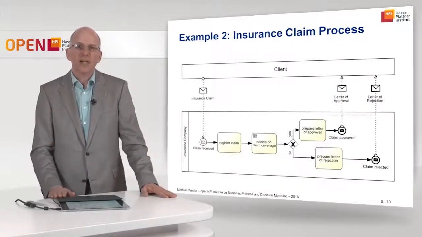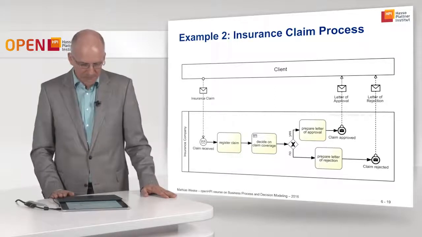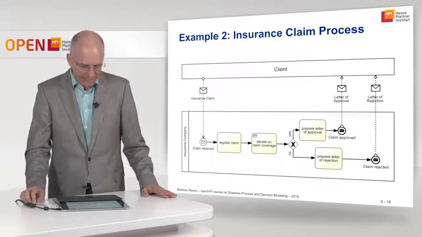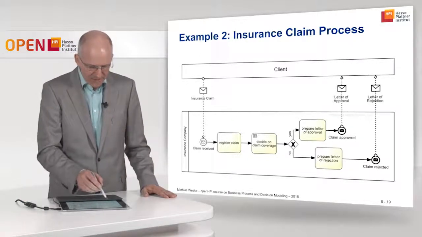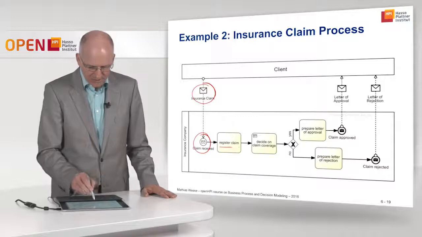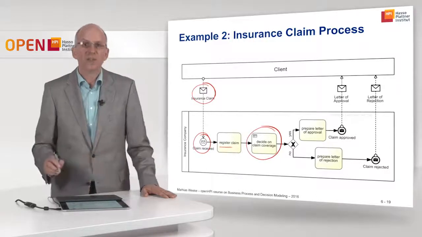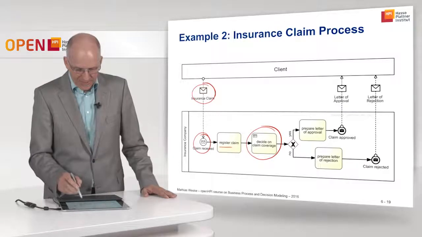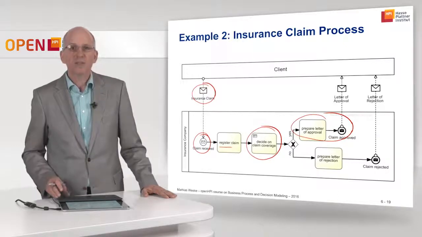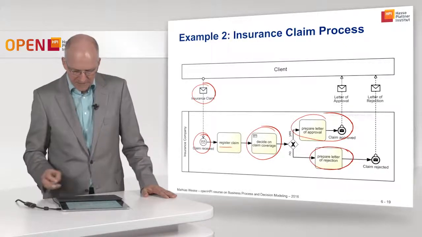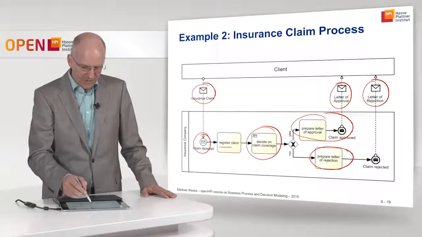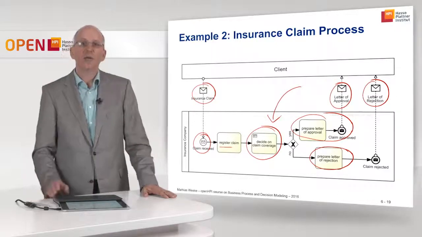So let's look at the second example, which is from an insurance claim process. We discussed this also before. So the idea here is that we have a client, and the client sends an insurance claim about maybe the theft of a bike. The claim is received, it is registered. Then we have the decision task here, where we decide on the claim coverage. If we decide to compensate the damage, we end up here, so we can prepare a letter of approval. Otherwise, we prepare a letter of rejection, and we send either the letter of approval or the letter of rejection. And of course, the interesting part here is actually, again, how is this decision taken?